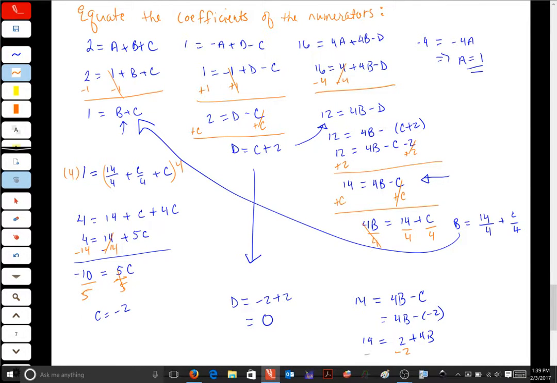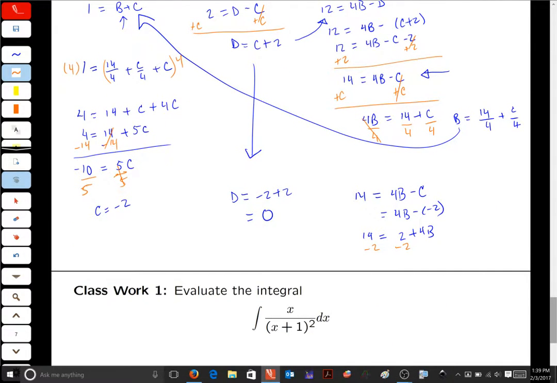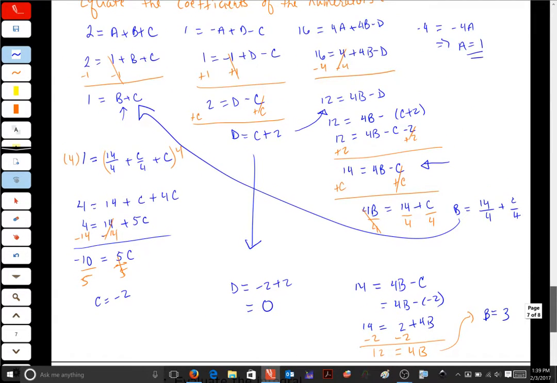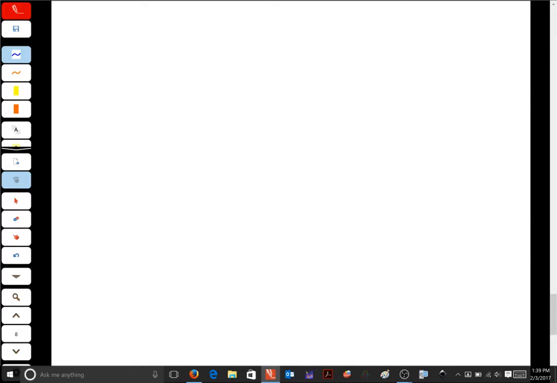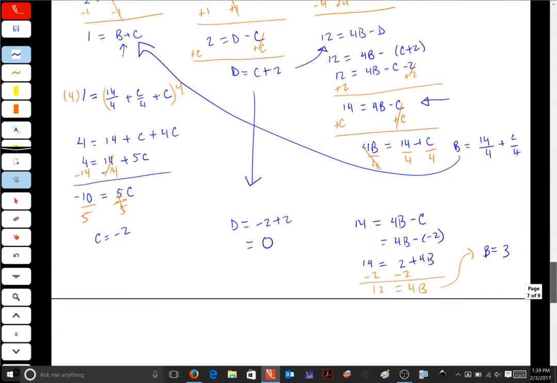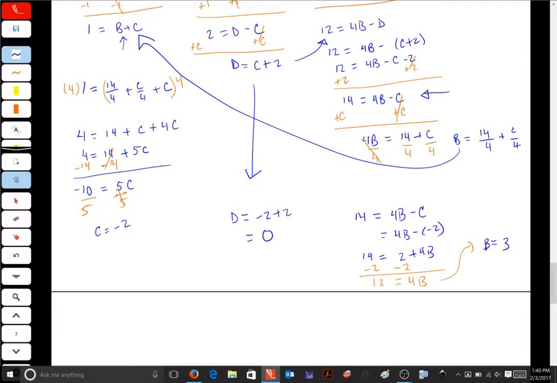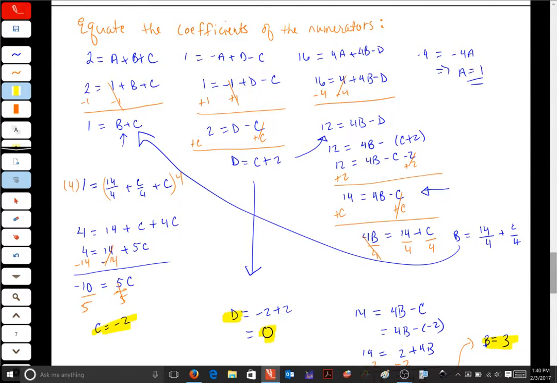Subtract your 2. 12 is equal to 4b. What is b equal to? B equals 3. Okay. I have all of these constants. We have b equals 3. We have d equals 0. I have c equals negative 2. And someplace we had an a equals 1.